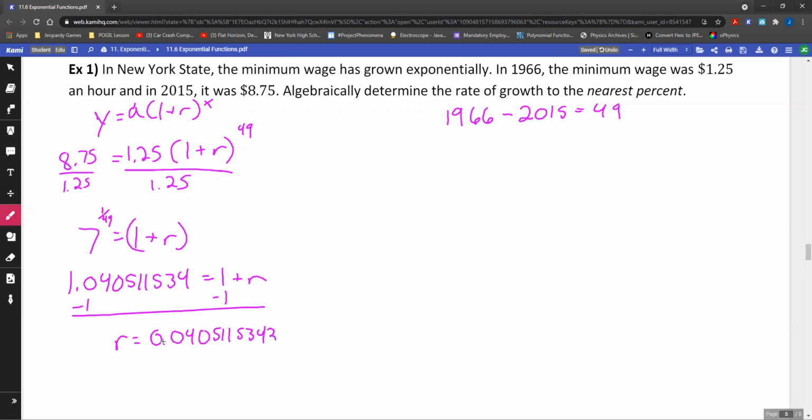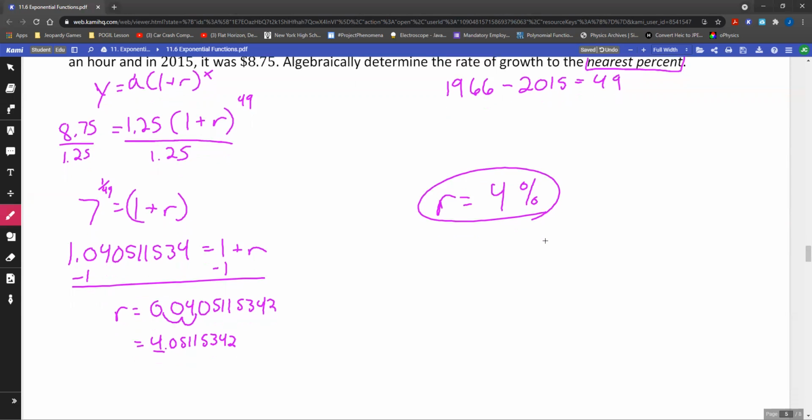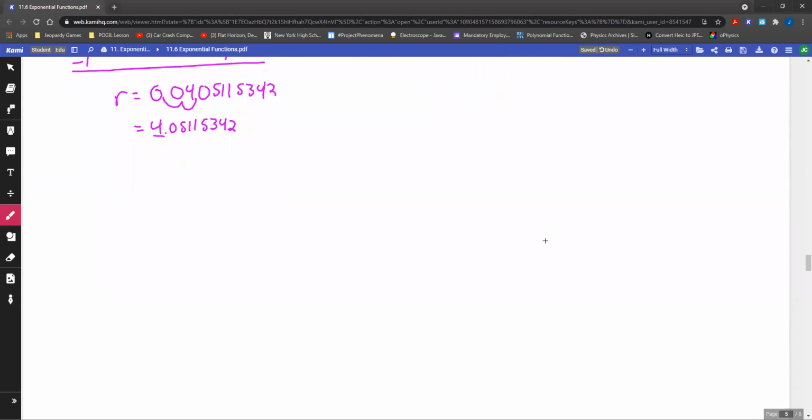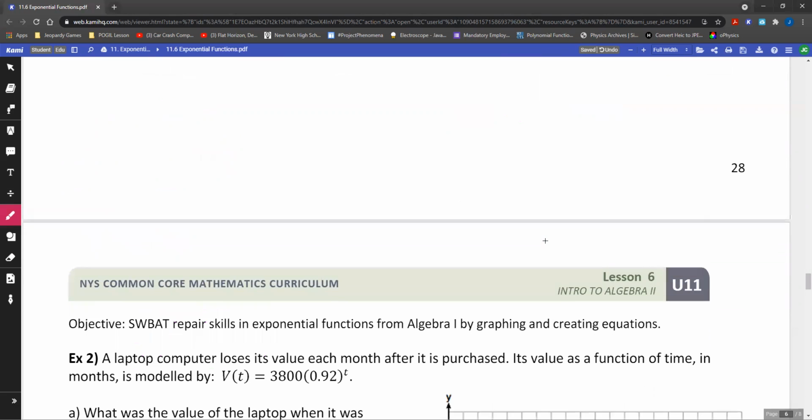0.04055342. Move the decimal place over, so it's 4.055342. They want it to the nearest percent, so I need to round that 4. The number to the right is 0, so that 4 stays where it is. So I end up getting 4%. All right.